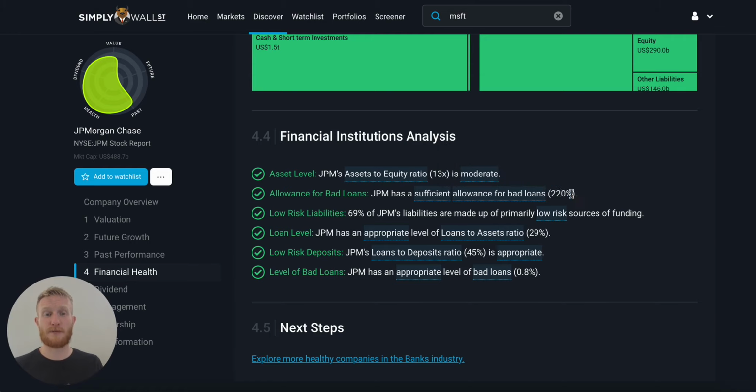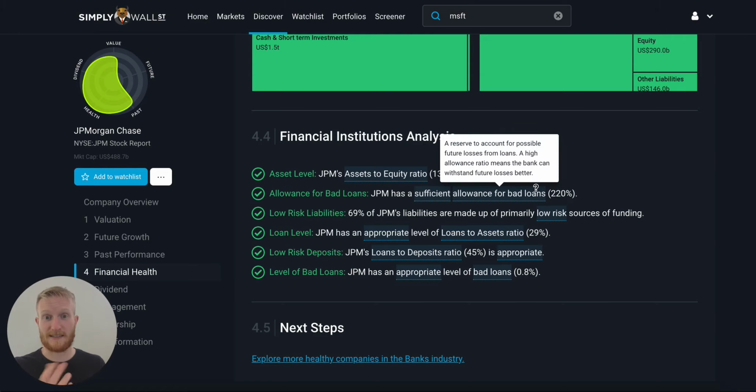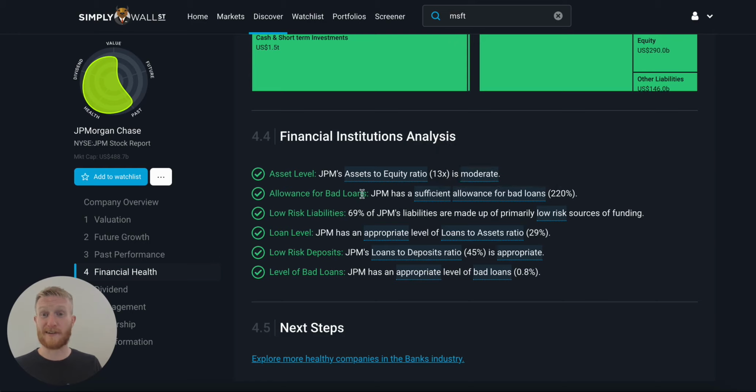It has 220% coverage, the allowance that it has compared to the bad loans it actually has. It has more than enough cash, so that's good to see. If it doesn't pass that check, it basically means they're underestimating how much of their loans are actually bad. So they're not setting aside enough cash to account for those potential bad loans. So they're not being conservative.